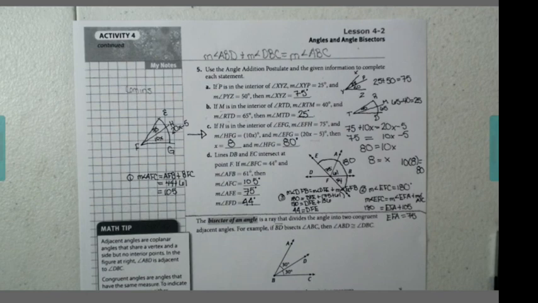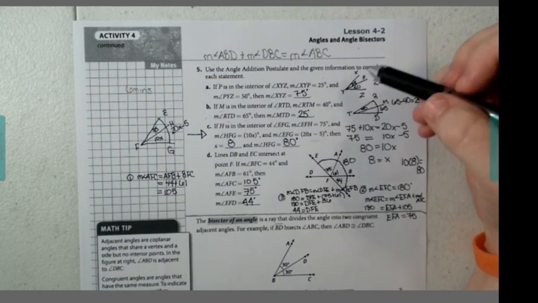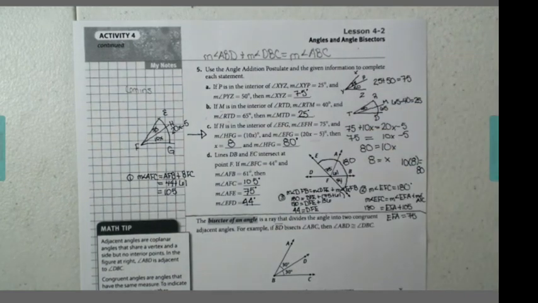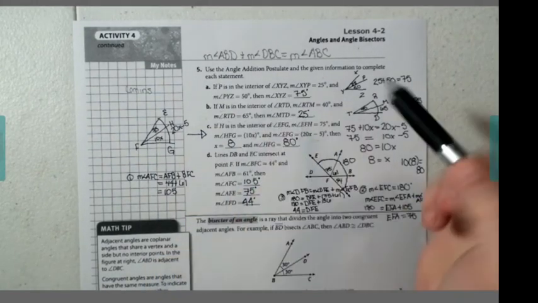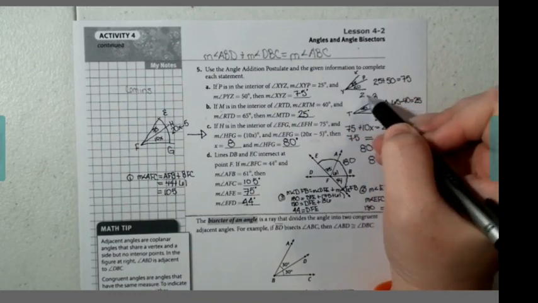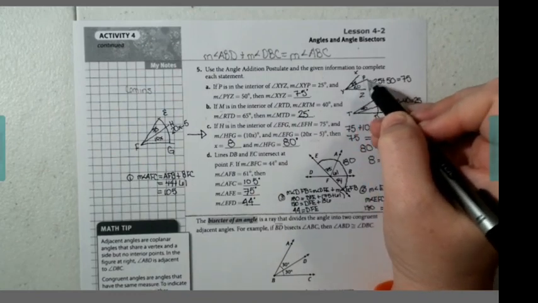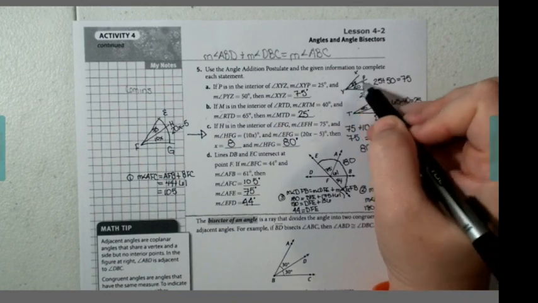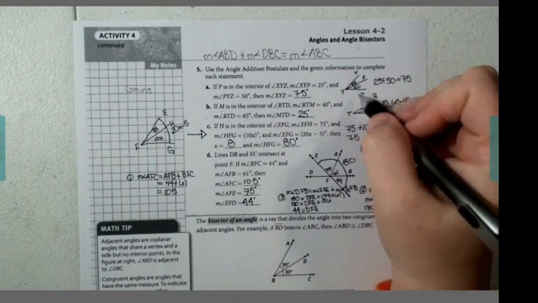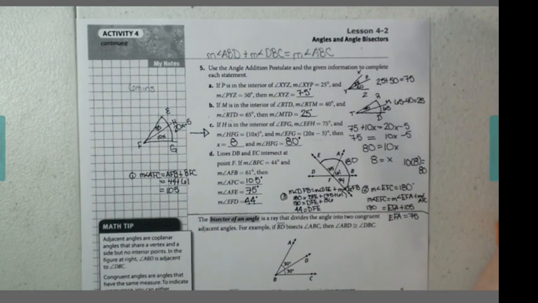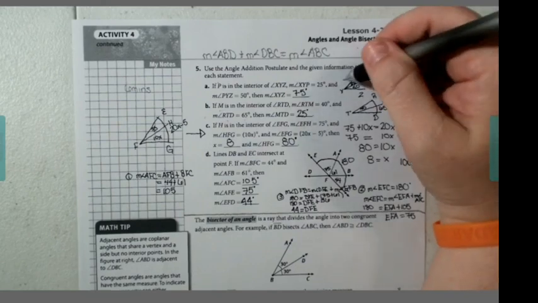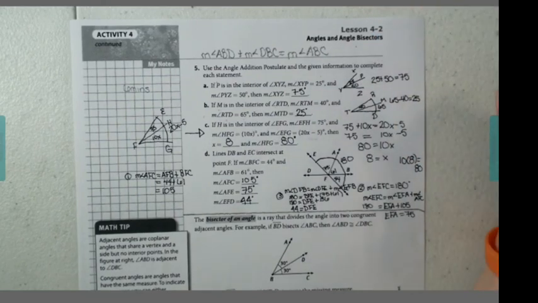Now, as you can see, the answers to question number 5 have been provided, but I want to go into detail. You'll notice that for each one of these, I went ahead and drew a picture so I could kind of see what was going on. It says P is in the interior. So what I did was I drew the XYZ and then I put a ray going to P somewhere in between that angle. And then I set it up. Well, the key here is none of these are drawn to scale. I'm just trying to get an estimate for what I'm trying to figure out so I can see the pieces.